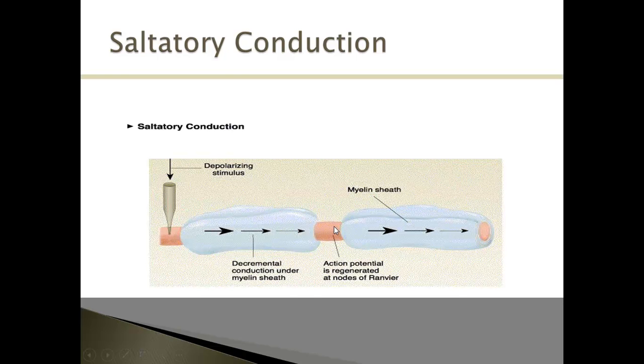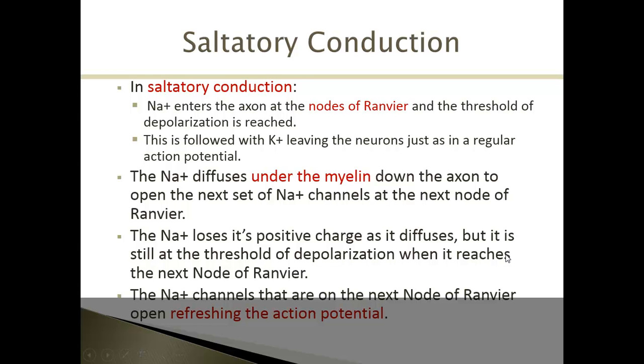Potassium is doing the same thing. Those ion channels will open after the sodium and make the charge inside of the axon at the node of Ranvier negative again, but the sodium will diffuse on down, and then the action potential will happen again at the next node of Ranvier.